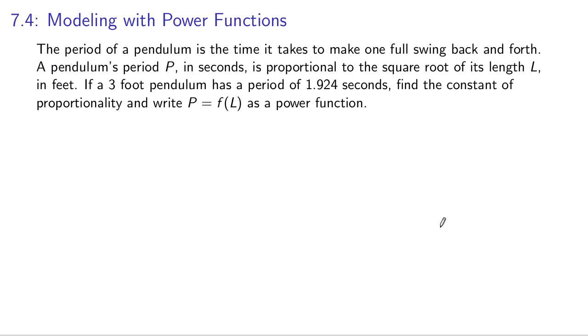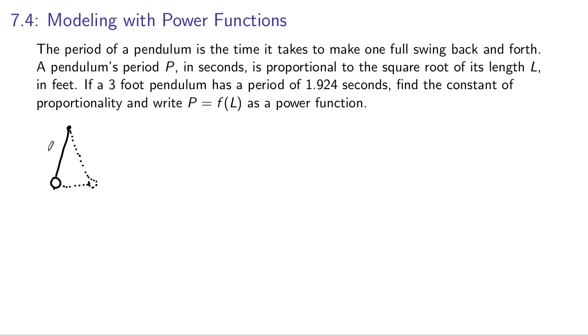The period of a pendulum is the time it takes to make one full swing back and forth. So if you imagine a pendulum in a clock or any kind of pendulum, if it's suspended from a point, it's pulled back some distance and let go, and it swings back and forth. So the time it takes for it to swing back and all the way forth, in other words, the whole time, back and forth, that whole time is called the period, p, and is measured in seconds.